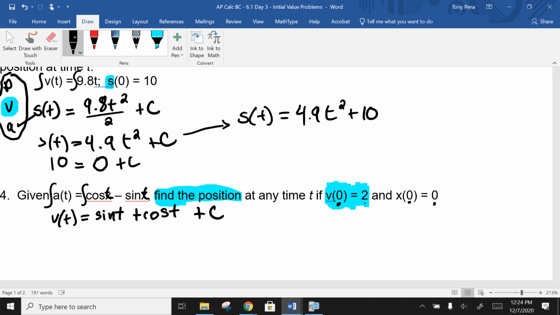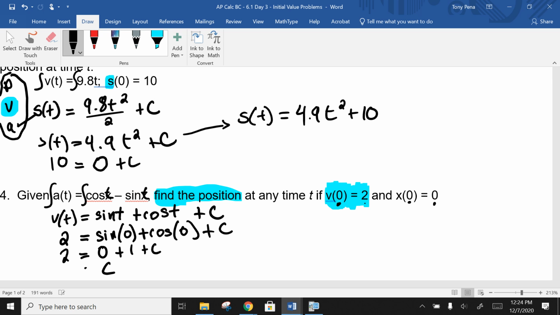So now we do that substitution. Let your velocity be 2 when the time is 0. Like we did in the previous three problems, now we can figure out what our c is. So the sine of 0 is 0, but the cosine of 0 will give us a 1. So the c in our velocity ends up being a positive 1.